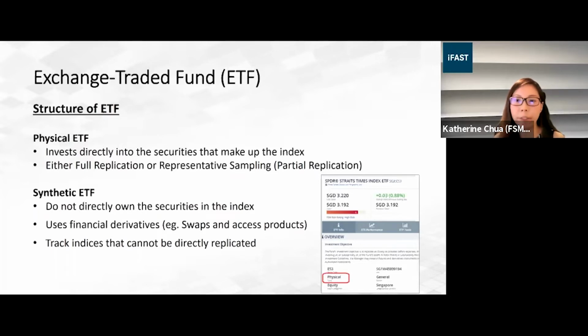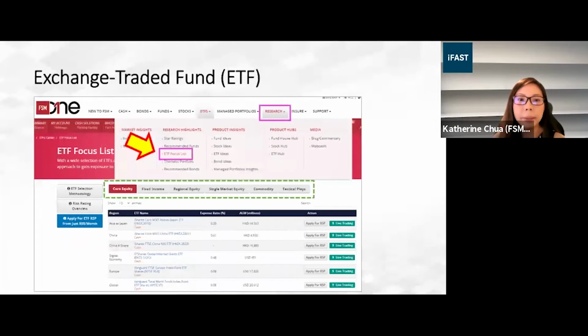Usually you can find the information on whether it's a physical or a synthetic ETF inside the product highlight sheet, or if not, in the prospectus of the ETF. Usually for me, a shortcut would be to refer to our website. On the product landing page, you can look at the right hand side of the slides. We actually have this type already filtered for you, whether it's a physical or a synthetic one. So you don't need to go through the trouble of digging through the product highlight sheet and prospectus.